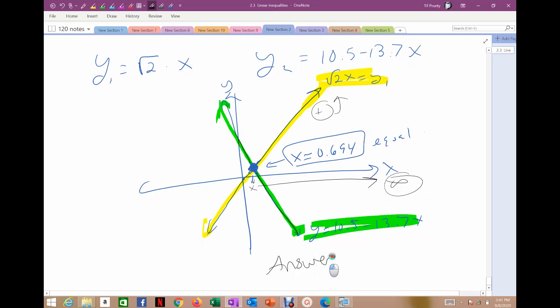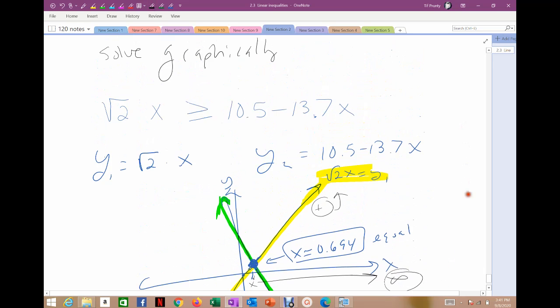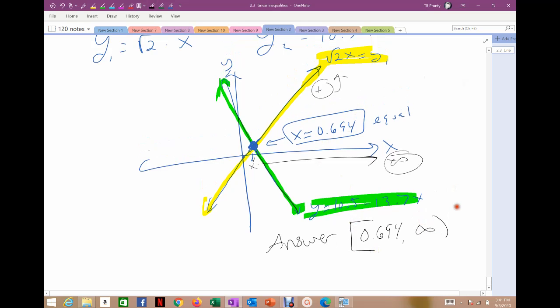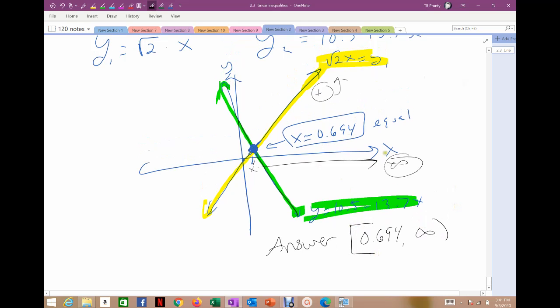Alright, so again, the answer is 0.694 to infinity, and then I can't remember if it's an equal to. It is an equal to, so I include where they're equal, which is 0.694. So the function square root of 2x is bigger than or equal to 10.5 minus 13.7x between that decimal, 0.694, to infinity. If I pick any number between that decimal and infinity, the square root times x will be the larger function. Alright, and so that's the answer to that one.